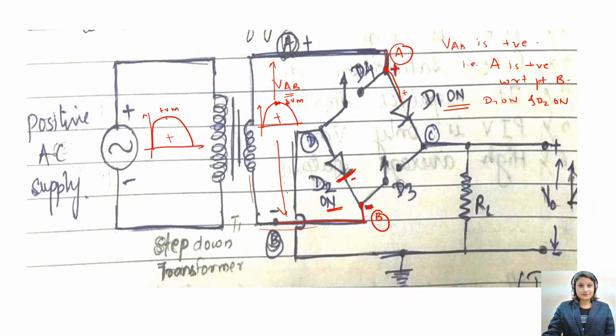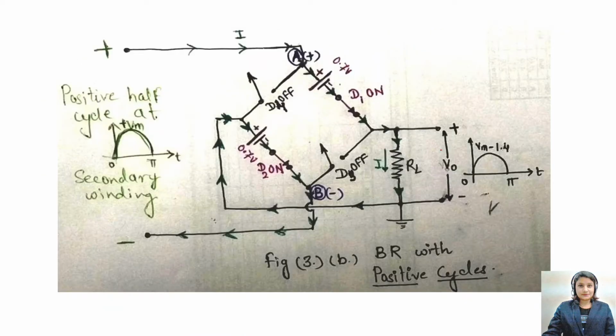If I redraw this circuit, the diode D1 is on. It is allowing the current to flow after 0.7 volts if the diode is made up of silicon. Same, the D2 diode is on. It is allowing the current to flow after 0.7 volts. And D3 and D4 are reverse biased.